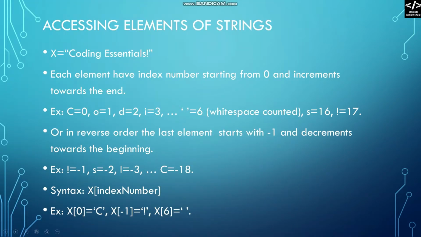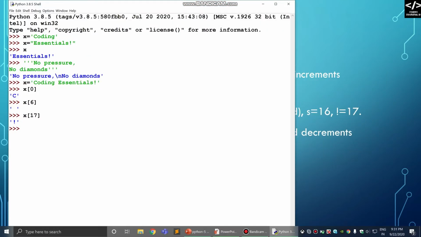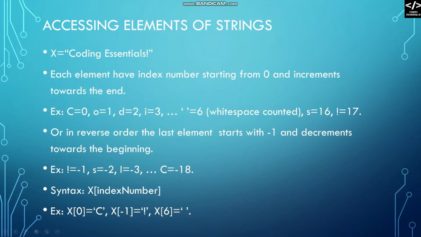Now let's talk about negative indexing. In reverse order, the last element starts with -1 and decrements towards the beginning. For example, -1 will show the exclamation mark and -18 would show capital C. So this is known as negative indexing.